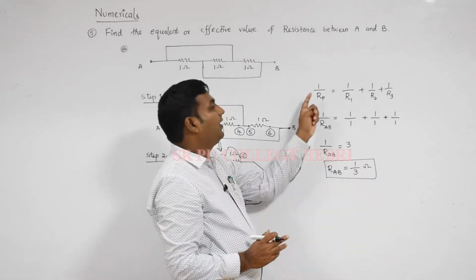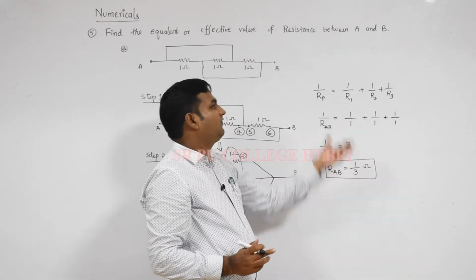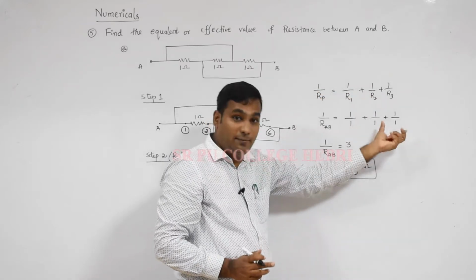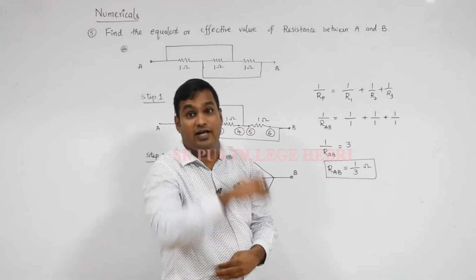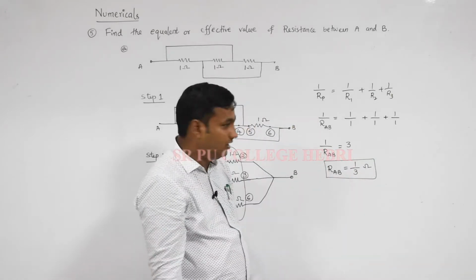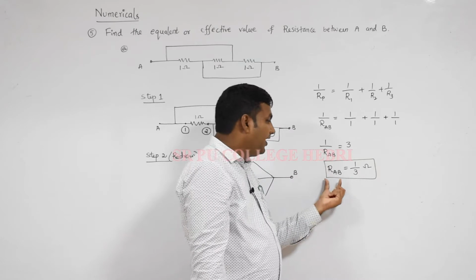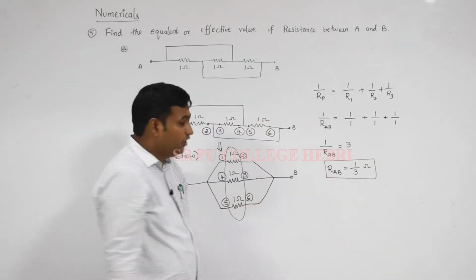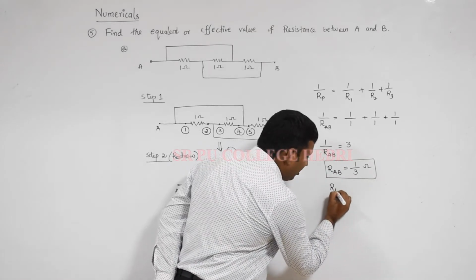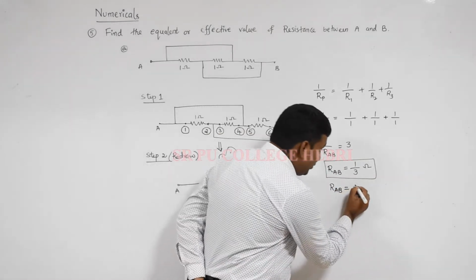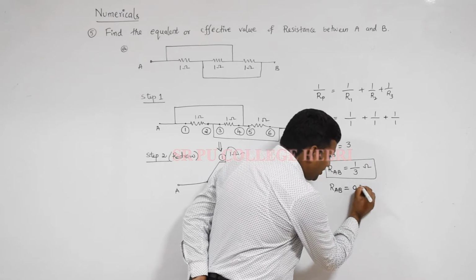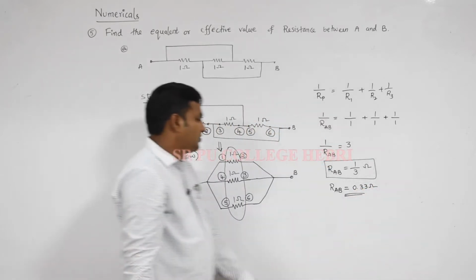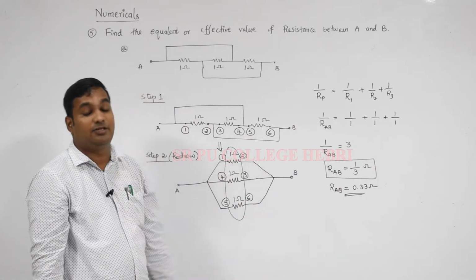Dear student, for a parallel combination, effective value of resistance we can write like this: 1 by Rp is equal to 1 by R1 plus 1 by R2 plus 1 by R3, and so on up to 1 by Rn, if n number of resistors are connected in parallel. After simplifying, 1 by Rp, resistance between terminal A and B, is equal to 1 by 3 ohms, or Rab is equal to 0.33 ohm. That is the value of resistance between terminal A and terminal B.